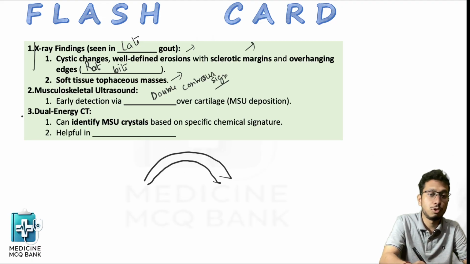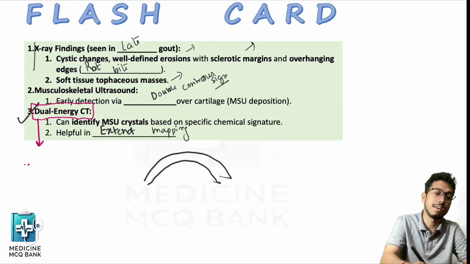Right. Then dual energy CT helps to identify MSU crystals based on specific chemical signature. It is helpful for confirmation as well as extent mapping, right? Remember, this can be considered in future as a non-invasive method to identify crystals. Okay, so it is something in research recently. It is the non-invasive method. Dual energy CT scan is a non-invasive method to identify crystal pattern.